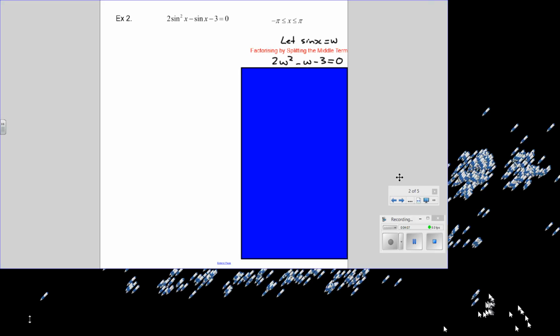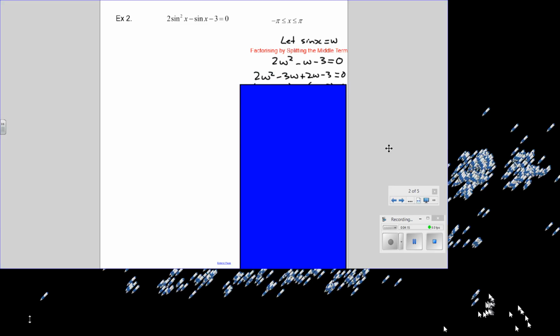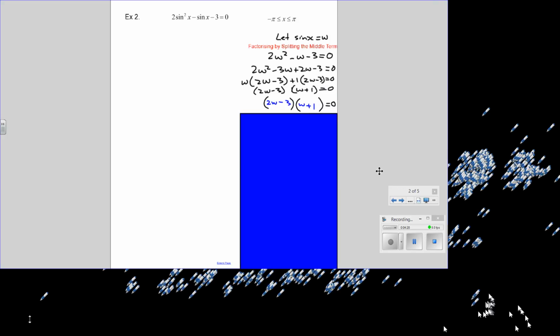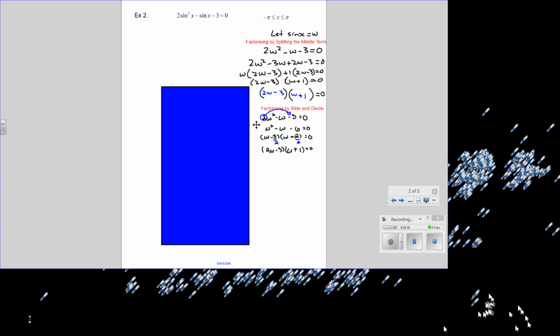So we have 2 ways to factorize this, 2 ways that we've talked about in class. One is factorizing by splitting the middle term. So we split up negative w as negative 3w plus 2w. Again, we're thinking about ways that as we factorize, we'll have 2 common binomials, so 2w minus 3, 2w minus 3, and this is factorizing by grouping. And the other way is sliding and dividing.